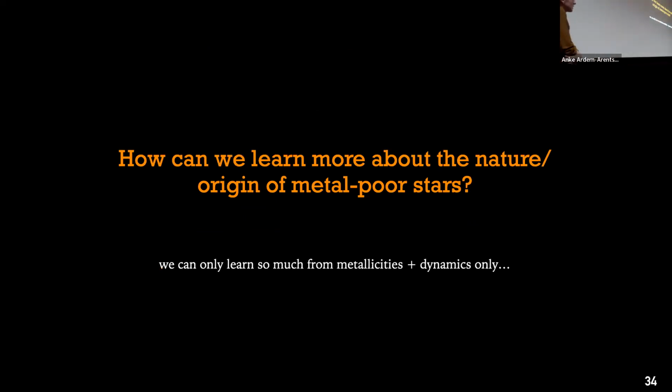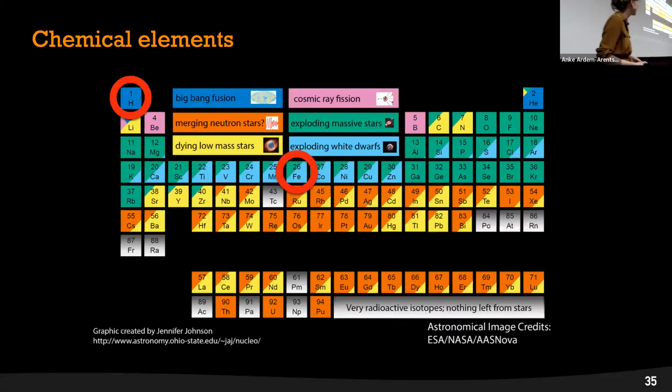So then there's a second part of the talk that goes more into what else we can learn about these stars. I've just focused on how the stars move mostly, but how can we learn more about their origin? There's only so much that we can learn from metallicities and dynamics only, and there's so much more information in the stars. So that brings me back to the periodic table here.